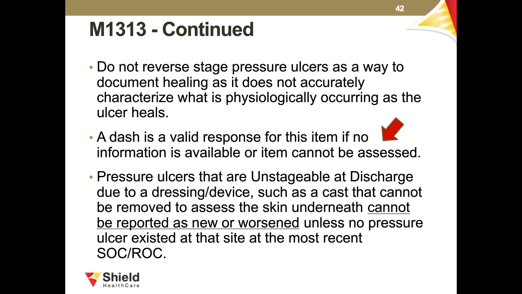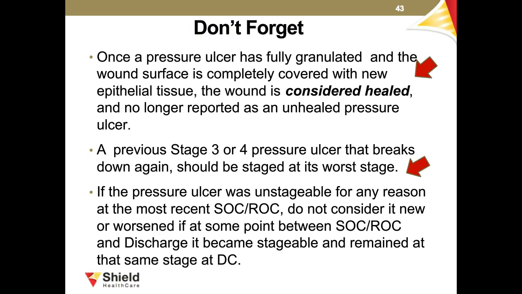Pressure ulcers that are unstageable at discharge due to a dressing or device, such as a cast that cannot be removed to assess the skin underneath. You cannot report those as new or worsened because they may look worse than they did before, but if I can't stage them, then I can't compare them to the previous stage that I had. And I don't want to take credit for showing those as worsening when they weren't. So they're really unstageable, and I would not indicate that they are worse. So if it went from a stage 2 and now it's unstageable, pretty good likelihood that it probably got worse, but I can't stage it now, so I can't really say that. Typically, stage 2s do not develop eschar and slough, but stranger things have been known to happen. So, some issues not to forget.